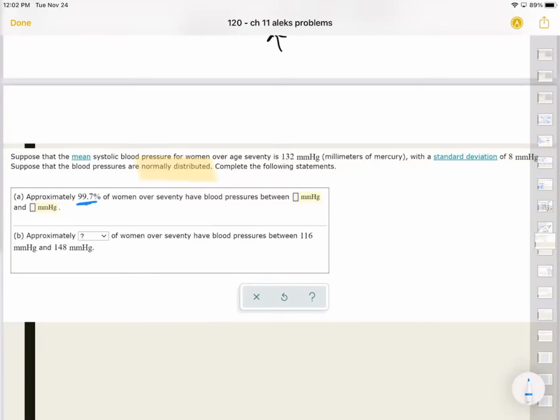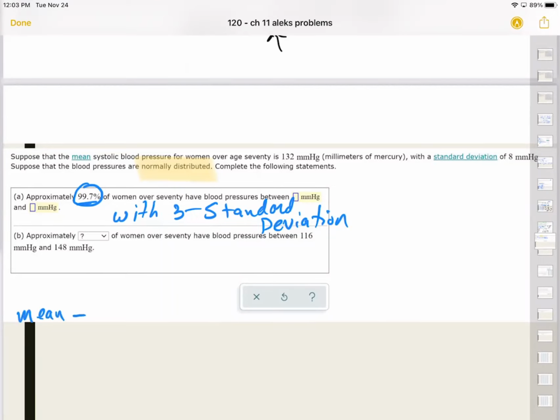So remember, what is 99.7? 99.7 means this is within three standard deviations. And to find within 3 standard deviations, what we need to do is take the mean plus 3 times the standard deviation, and take the mean minus 3 times the standard deviation.